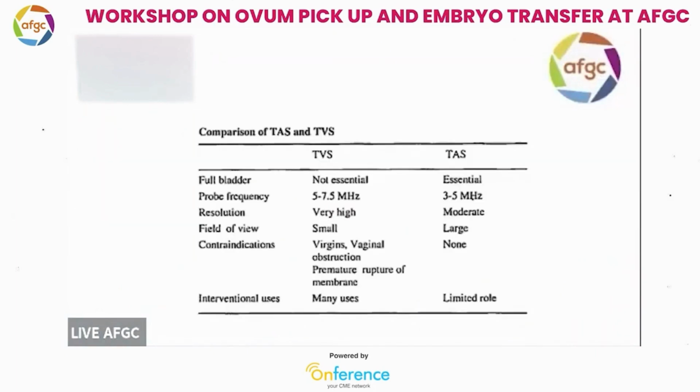So, transvaginal ultrasound has a megahertz of 5 to 7.5 and transabdominal between 3 to 5. Now, the resolution of TVS is very high, but the field of view is small. So, for example, if there is a big fibroid, you will miss it in your transvaginal scan. And so, it is always a good idea to do a transabdomen after you've done your TVS.